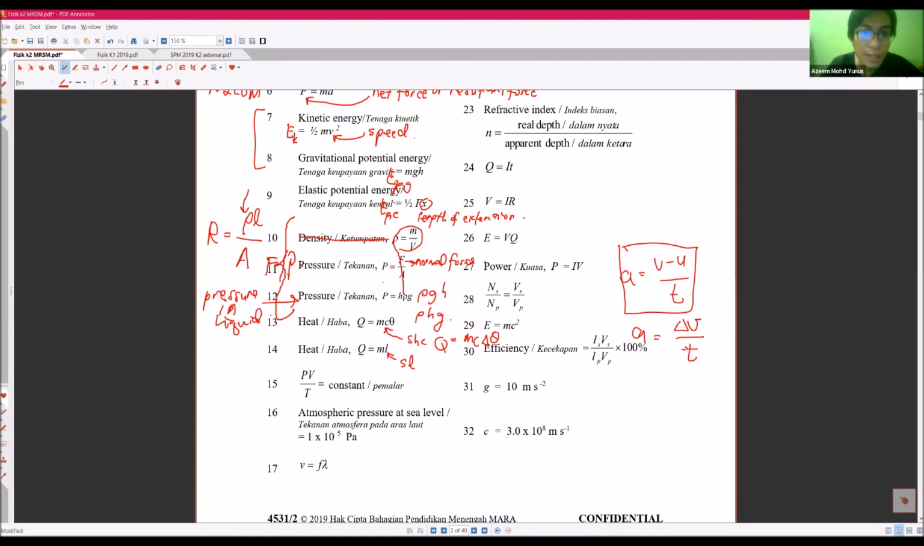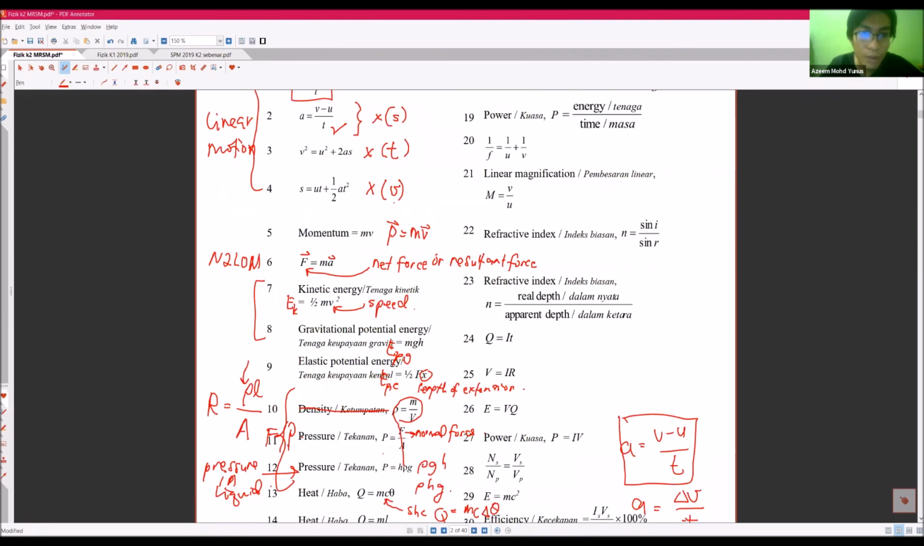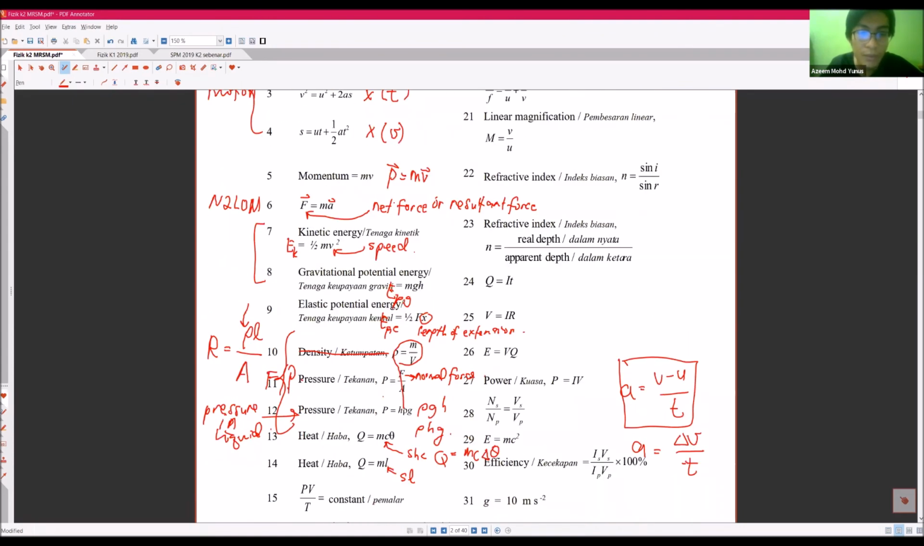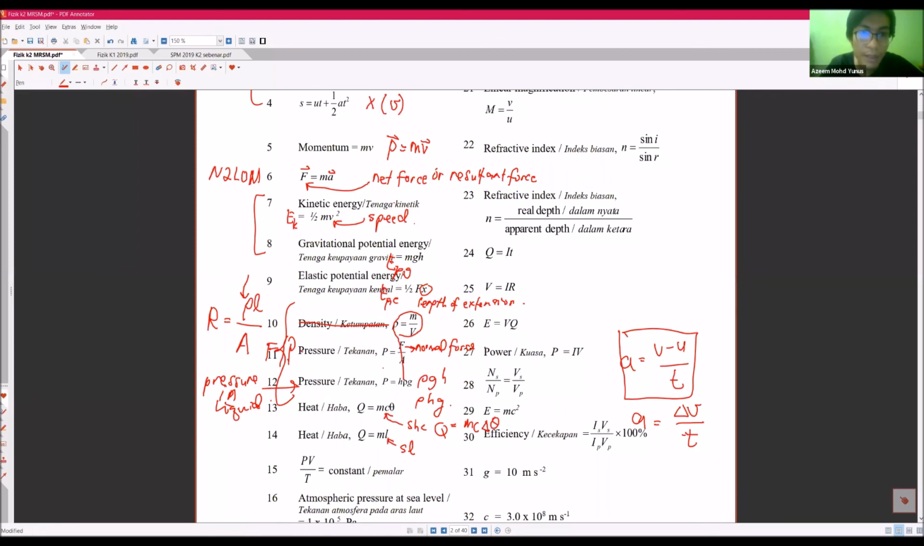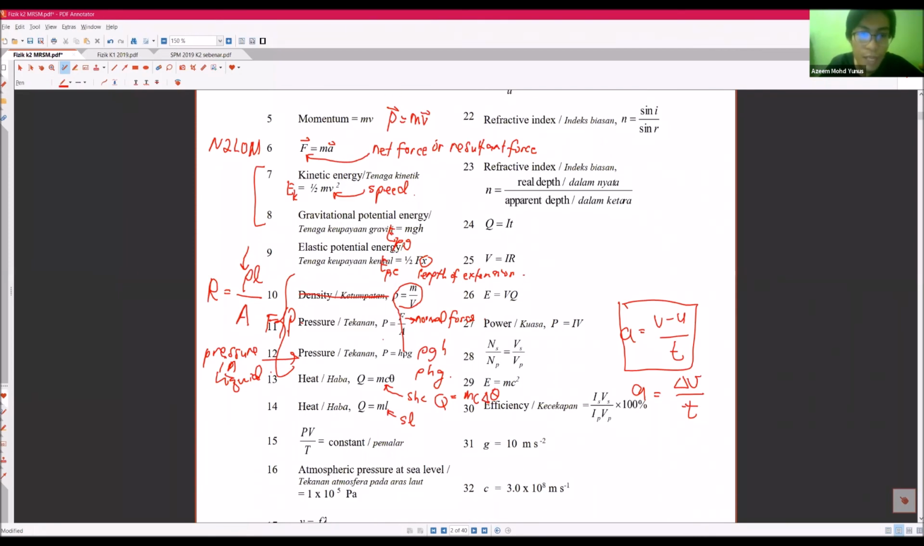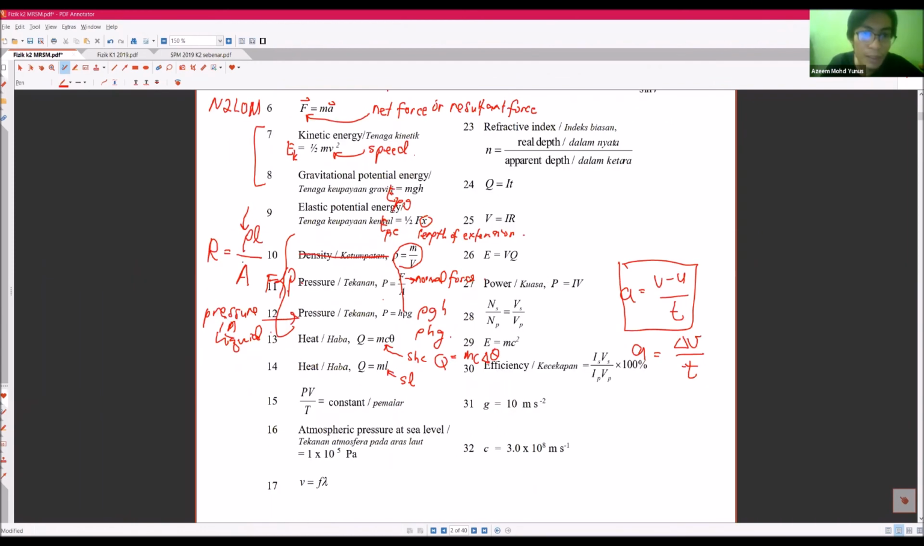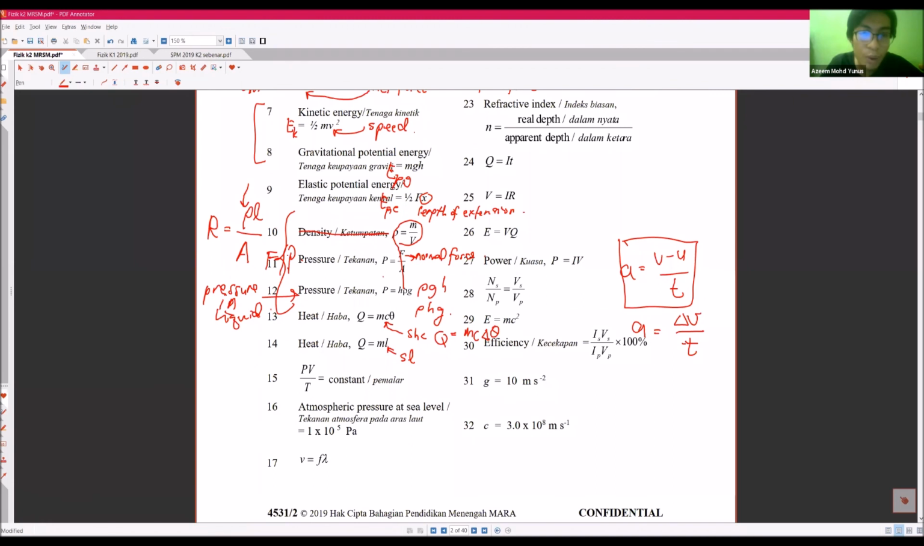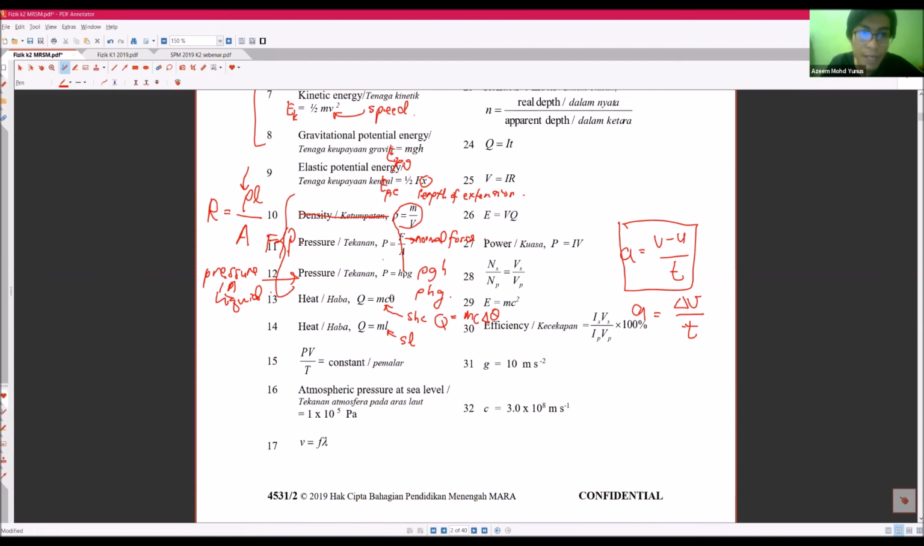Okay, so number 11 is temperature. Numbers 1 to 9 are Force and Motion 1 from Form 4 KSSM, and number 9 is Force and Motion 2 for KSSM from Form 5. Number 11 probably will not come out anymore for the new syllabus. There are only 12 here. But actually, if you see at the top, you still have some formulas not given.